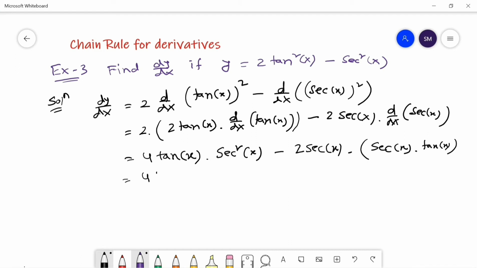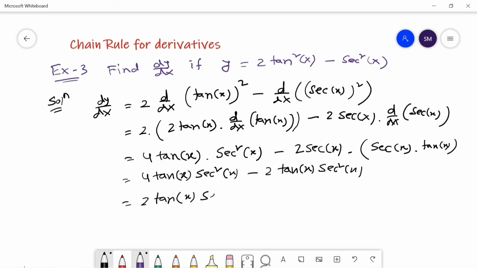So simplify this, 4 tan x secant square x minus 2 tan x secant square x. This is equal to 2 tan x secant square x.